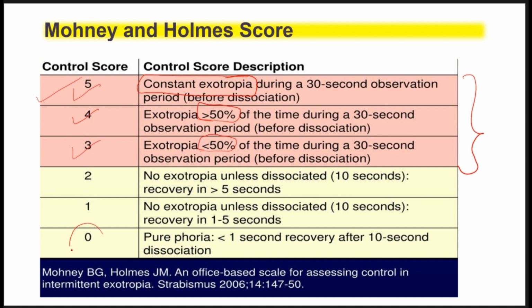If the patient recovers immediately, in less than 1 second, after 10 seconds of dissociation, a score of 0 is given, and it means that the patient has pure exophoria and not any exotropia. However, if the recovery takes 1 to 5 seconds, a score of 1 is given, and if the recovery takes more than 5 seconds, a score of 2 is given. So as you can see, the severity scale is from 0 to 5. The fifth one is the most severe.